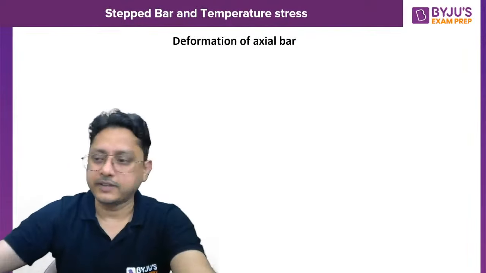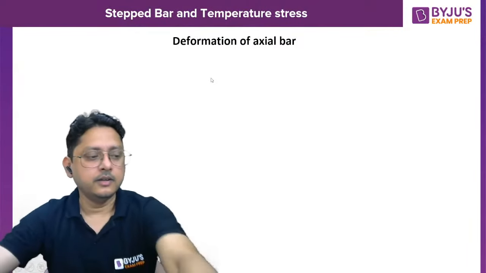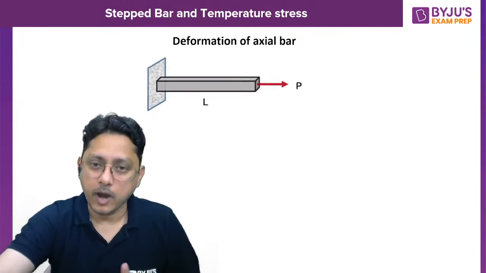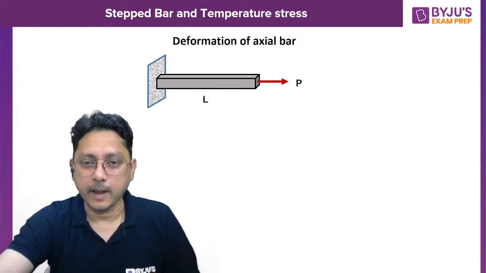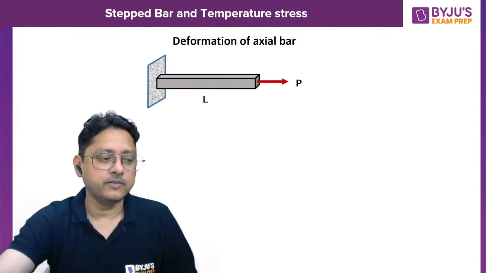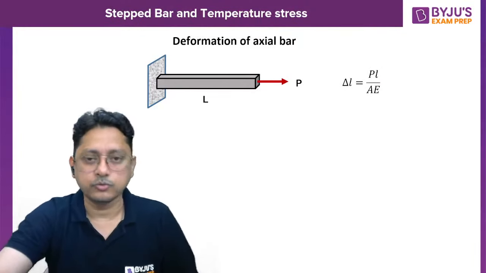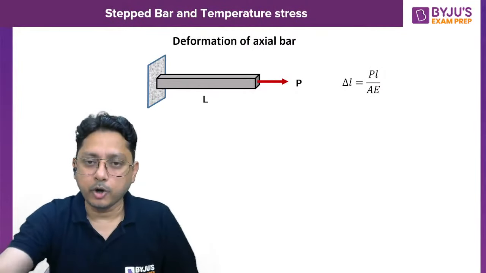The deformation of an axial bar. If you see the deformation of an axial bar, you all know that if you have a bar with an axial force applied, what will happen? The deformation we calculate with the help of the formula, which is nothing but PL by AE, that everyone knows, and the body is under equilibrium.